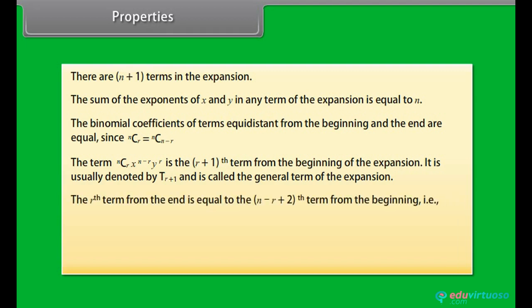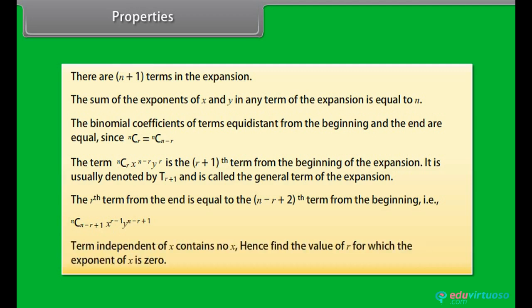The rth term from the end is equal to the (n−r+2)th term from the beginning, that is, nC(n−r+1) xʳ⁻¹ yⁿ⁻ʳ⁺¹. The term independent of x contains no x. Hence, find the value of r for which the exponent of x is 0.